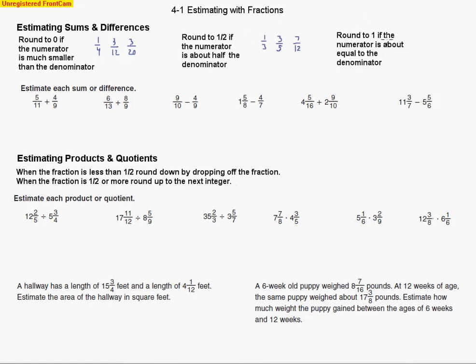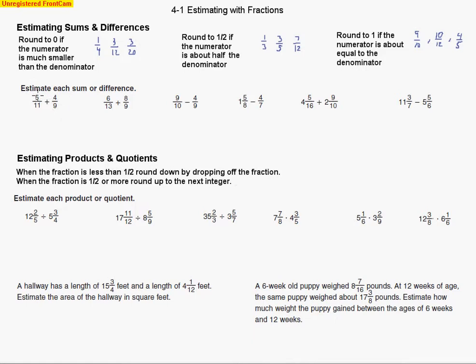Well, I'm going to round to 1 if the numerator is about equal to the denominator. So if it were something like 9/10, or maybe even 10/12, even though those are 2 off, I'd still call this about 1. They're pretty close to one another. One more example would be 4/5. 4 is pretty close to 5, so I'd call that about 1. So we're going to use that concept when we're estimating these sums and differences.